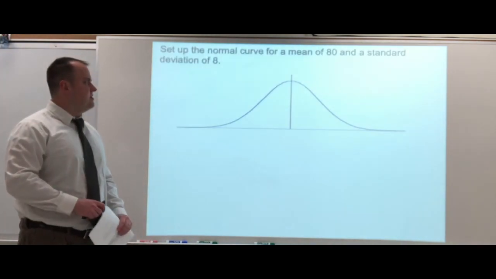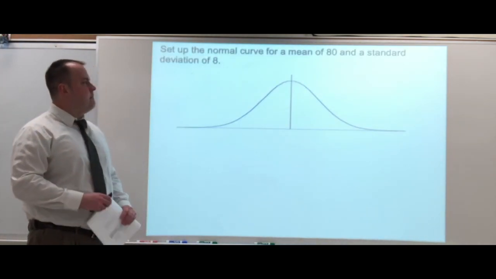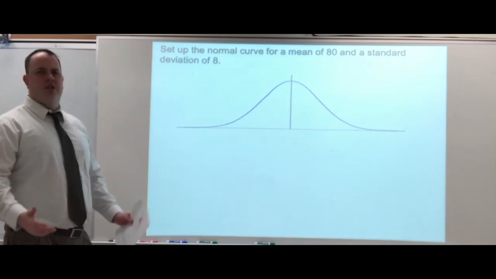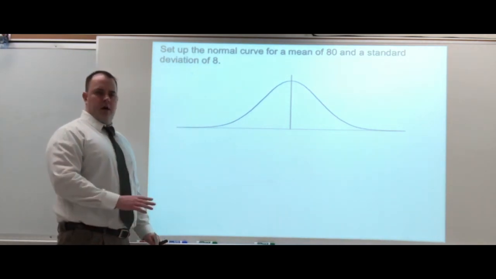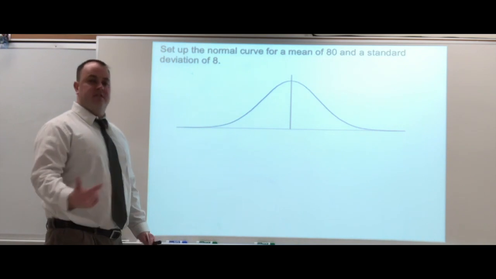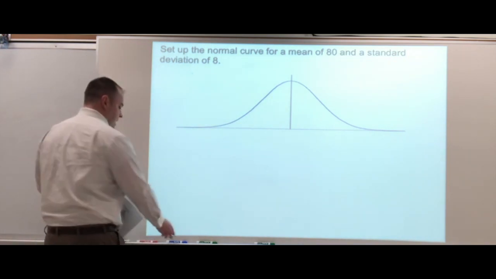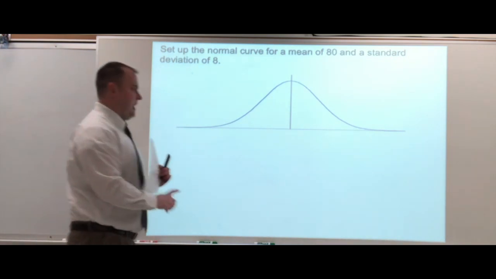Now the problems that you're going to see. Set up the normal curve for a mean of 80 and a standard deviation of 8. This is a very generic example here. It's telling you what the average is, it's telling you what the standard deviation is. And the average is always going to go in the center.